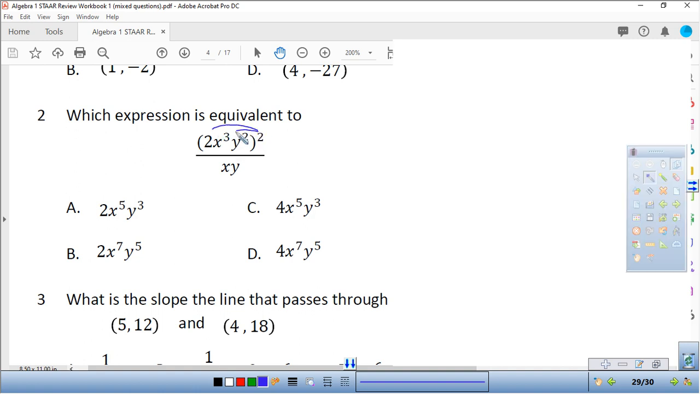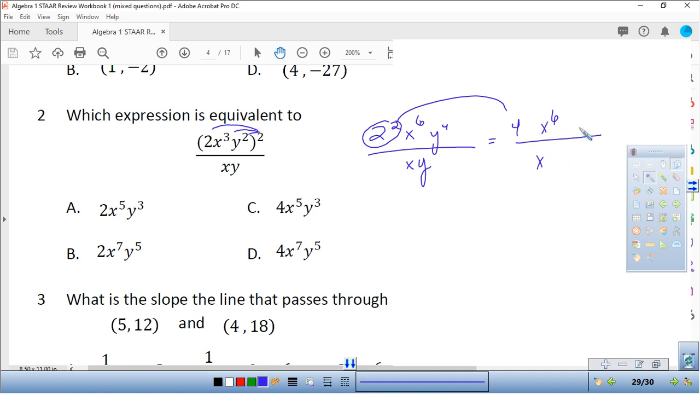So here, I would multiply the powers. So this becomes 2 squared. This becomes x to the 6, y to the 4. However, this one just stays x and y. This part right here becomes 4. Now here I have x to the 6 over x, y to the 4th over y. If you think about what's happening here, they cancel out. What you're supposed to do is x to the 6 minus the 1 from the bottom, and y to the 4th minus the 1 from the bottom. So it becomes 4, x to the 5, y to the 3rd. That's your final answer.